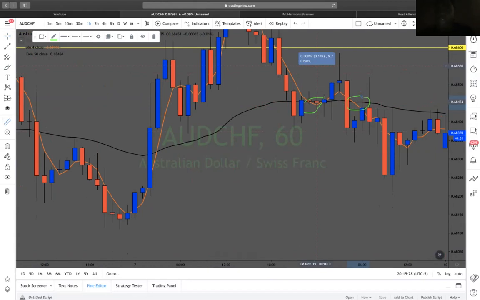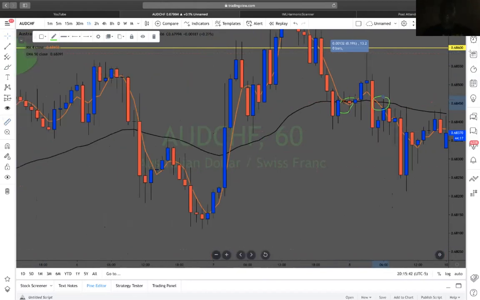When you take these trades, you have a 20 pip stop loss. The highest it went was 13 pips, so you would have been good. Either way, you would have been good on this trade. This is not a 100% strategy, just understand that.